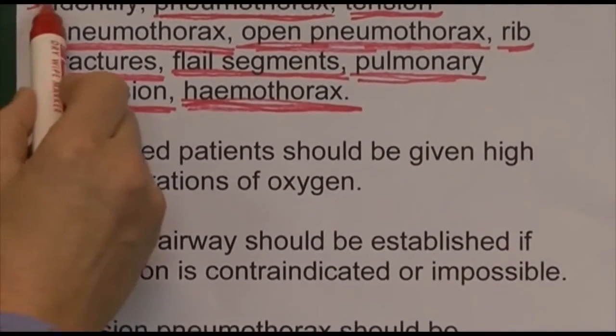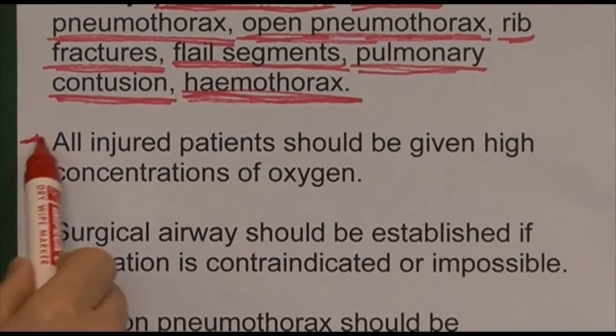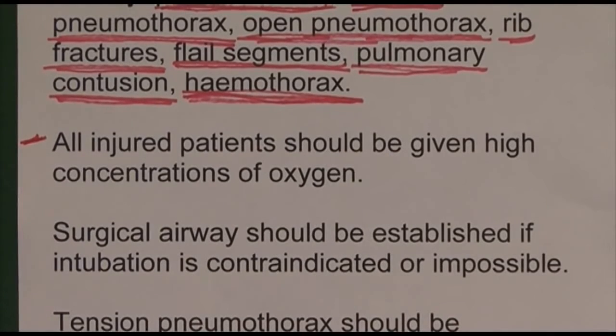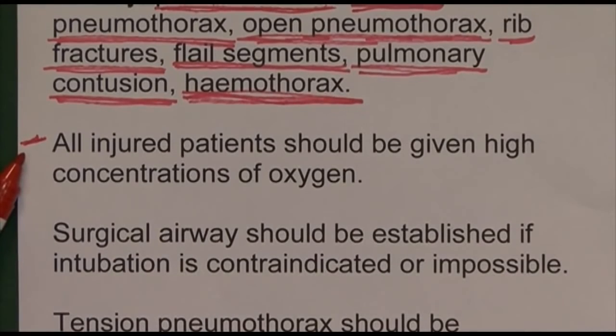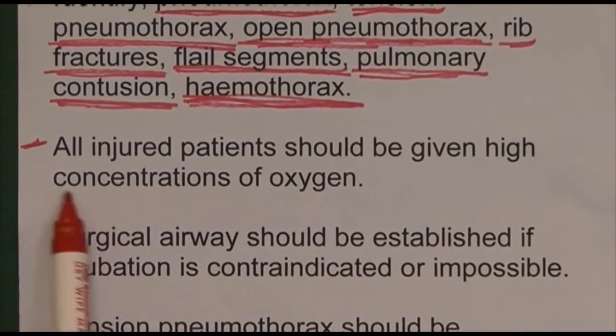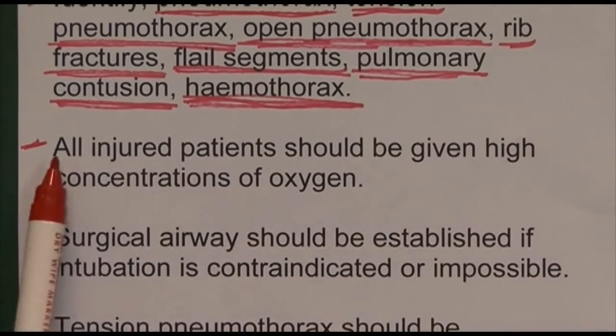So they're the sort of injuries we're looking for. Here's a fairly good saying: all injured patients should be given high concentrations of oxygen. So any significantly traumatised patient should be put on oxygen, because we want to maintain optimum saturations in any blood that is circulating around the body, to make sure the tissues of the body are getting as much oxygen as the breathing and circulatory system will facilitate at that period of time.